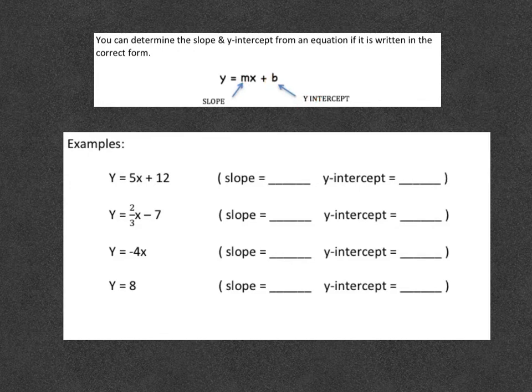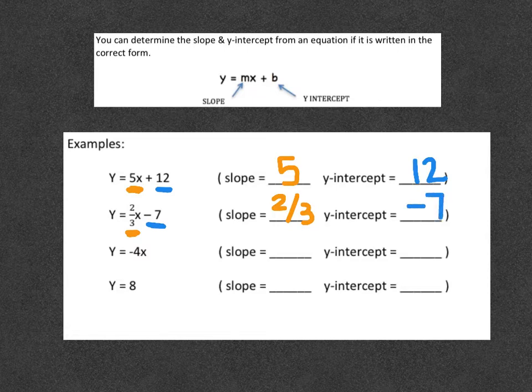When you go through this list, 5x, that means 5 is the slope because it's in the spot of m. 12, it says positive, that's in the spot of b. So my y-intercept is 12. I'm going to keep going through the list. 2/3 x, 2/3 was in the spot of m, so my slope is 2/3. -7 or subtract 7 is in the position of b, so my y-intercept would be -7. You need to make sure you keep your negative with that.